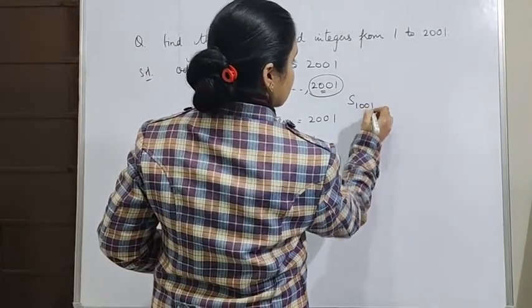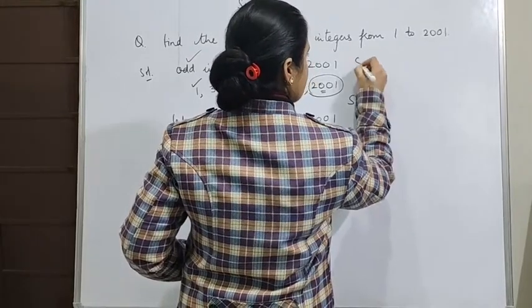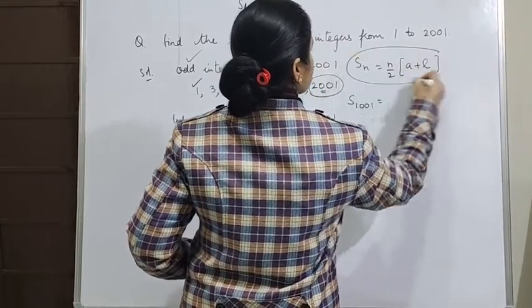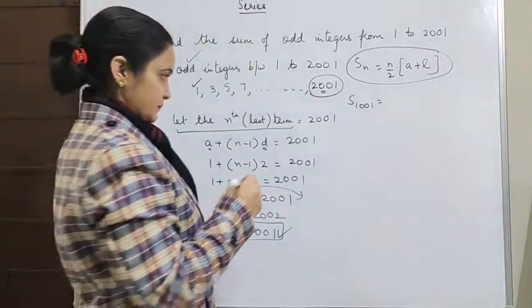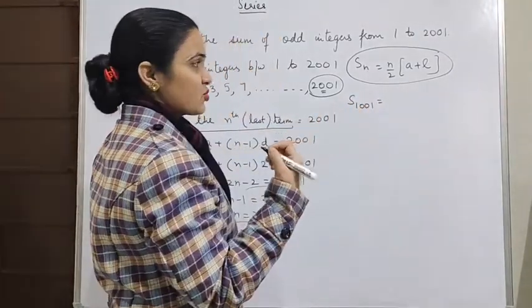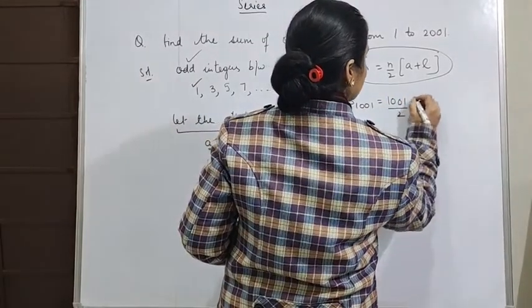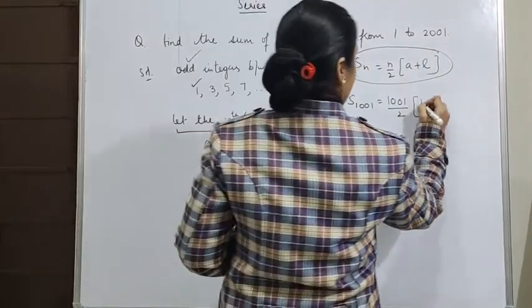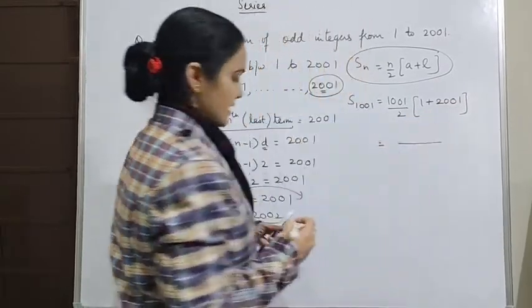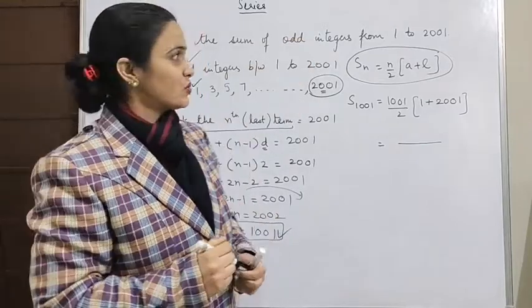So S1001 will be equal to n by 2. The formula is Sn is equal to n by 2 times a plus l, because we know the last term and the first term here. We also know the common difference, so you can also apply the other formula, n by 2, 2a plus n minus 1 times d. It's your choice. So it is 1001 by 2, a is 1 and the last term is 2001. Calculate this and you will get the sum of all odd integers from 1 to 2001.